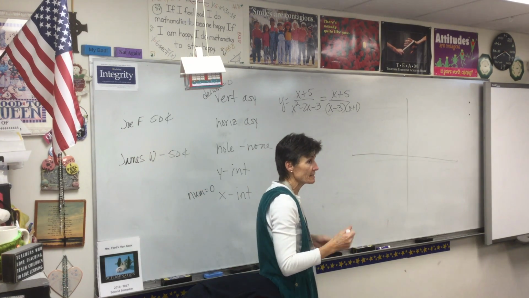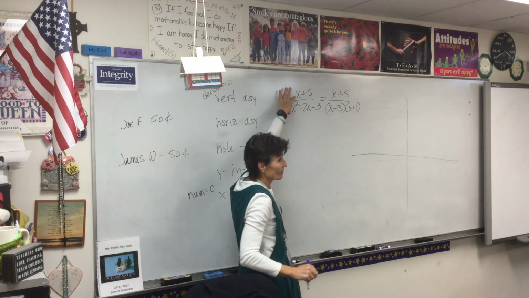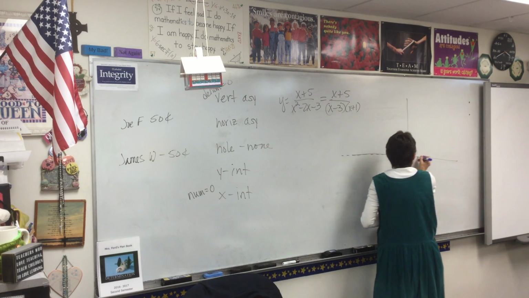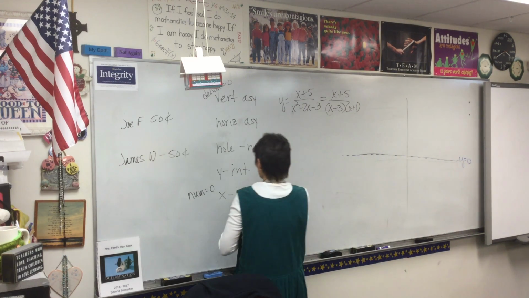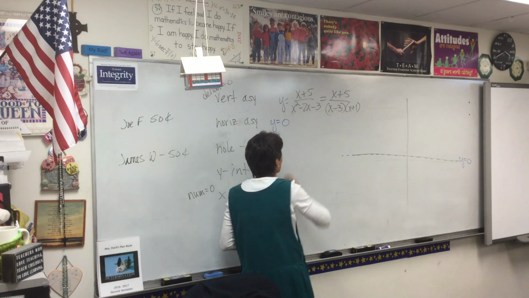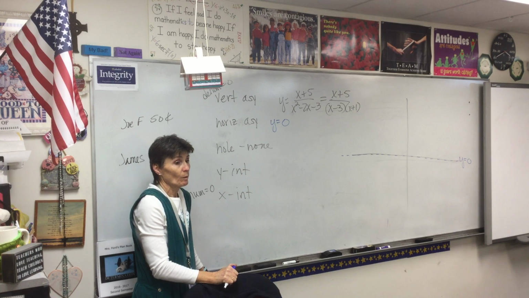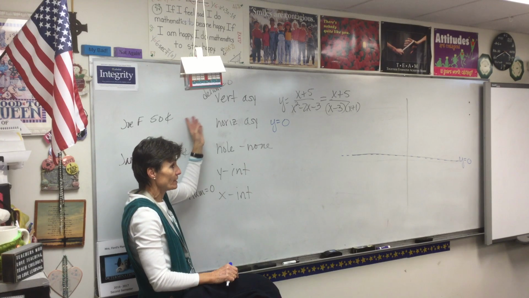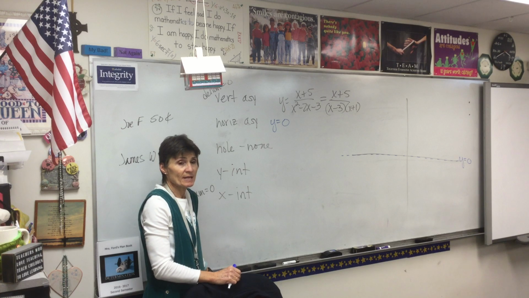Where's its horizontal asymptote? There's zero. It's at zero. The horizontal asymptote is at zero. Why is the horizontal asymptote at zero? The bottom is bigger than the top. If I were you, I might be making notes as we talk about this stuff. If the bottom is bigger than the top, then the asymptote is going to be at zero.